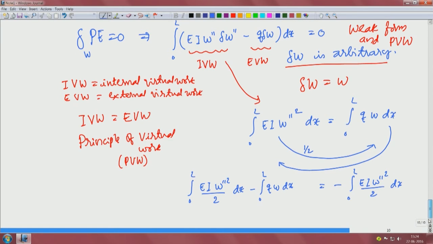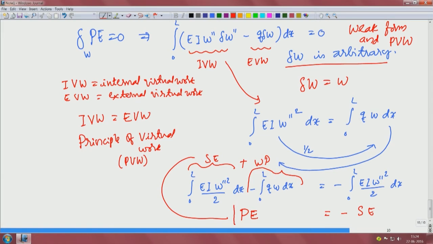Okay. Now, if you look back and see what this is, what we have here is potential energy. That is our definition of potential energy. This is actually strain energy, and this, including the negative sign, is work potential. These two added up become our potential energy. What is on the right hand side? Minus strain energy. Okay. So, potential energy is equal to minus strain energy, which is the Clapeyron theorem at equilibrium, not everywhere, at equilibrium.